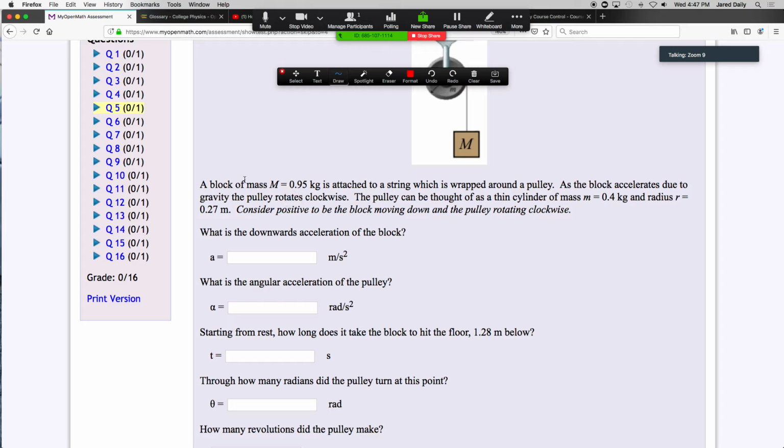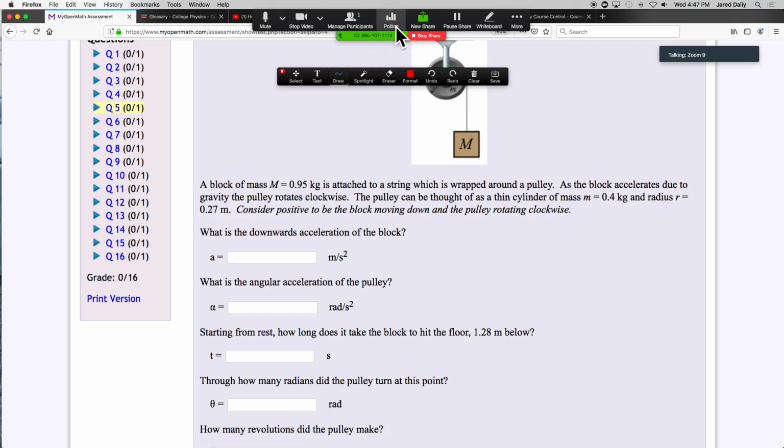So we have a block with this mass. It's accelerating as it unwinds the pulley, which is a cylinder with this mass, radius r. Consider the positive direction to be the block going down and the pulley rotating clockwise. So they're telling us to consider positive opposite of what we normally would. Then they want to know what is the downward acceleration of the block.